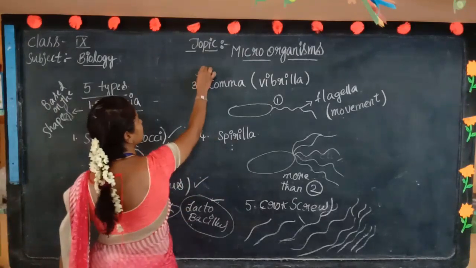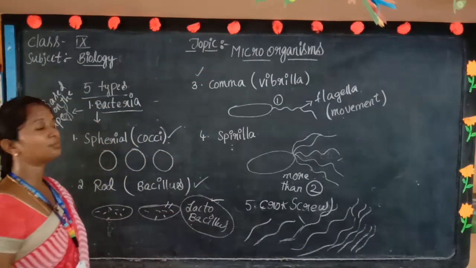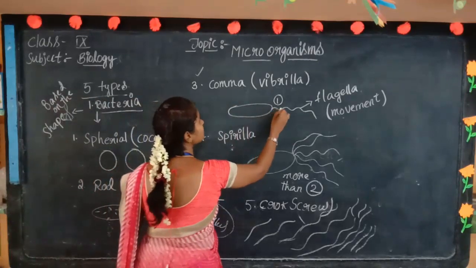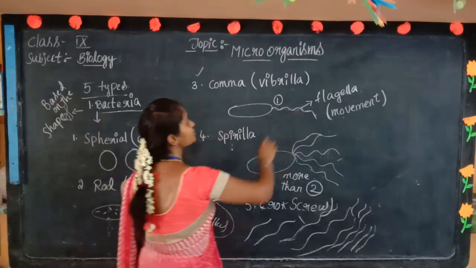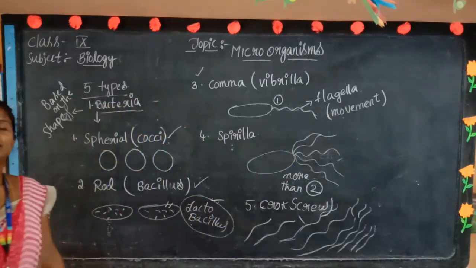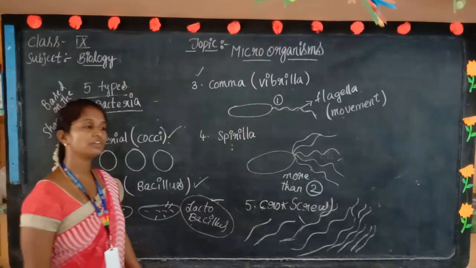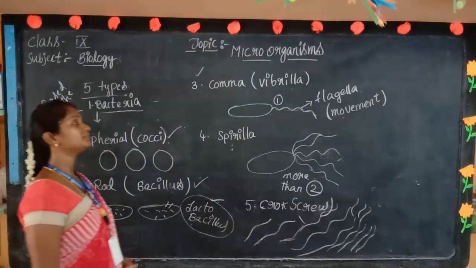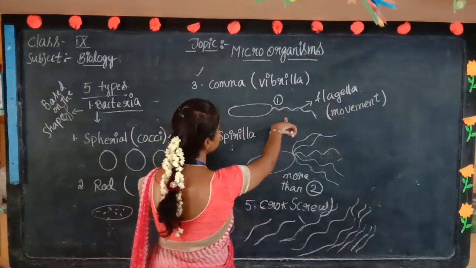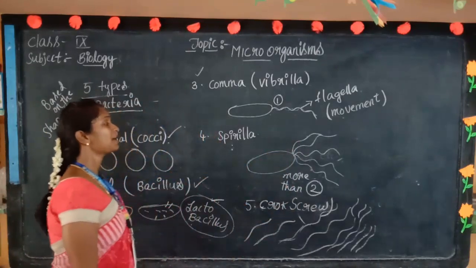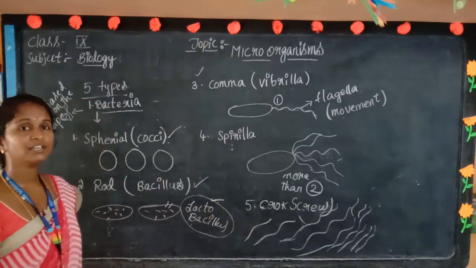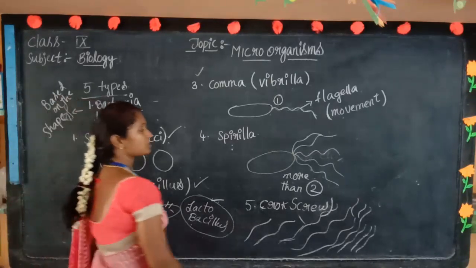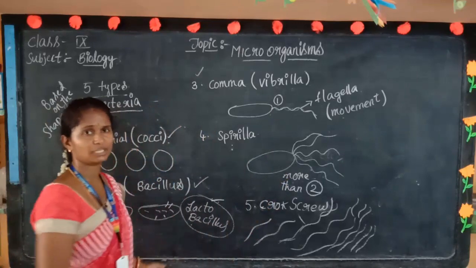And the third one is comma shaped bacteria. That we may call vibrilla. And the organism has one string. That string is nothing but flagella. That flagella is helpful for moving the organism from one place to another place. And spirilla: the spirilla organism has more than 2 flagella at one spot, and this also is helpful for movement only.